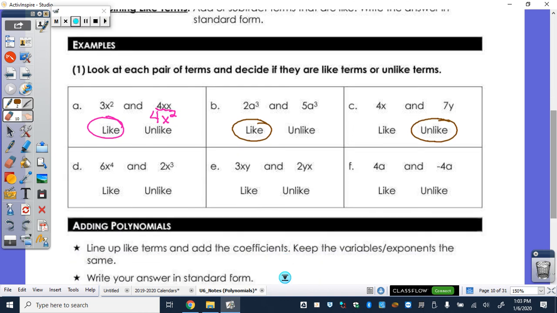Letter D, we have 6x to the fourth, 2x to the third. No, because it's not the same exponent. One's an x to the fourth, one's an x to the third, not like terms. 3xy and 2yx. Commutative property of multiplication. I can rewrite that as 2xy. It's the same thing no matter what order it's in. And then 4a and negative 4a. Yes. They both have a variable of a, and the a's are all to the first power. So those are like terms.